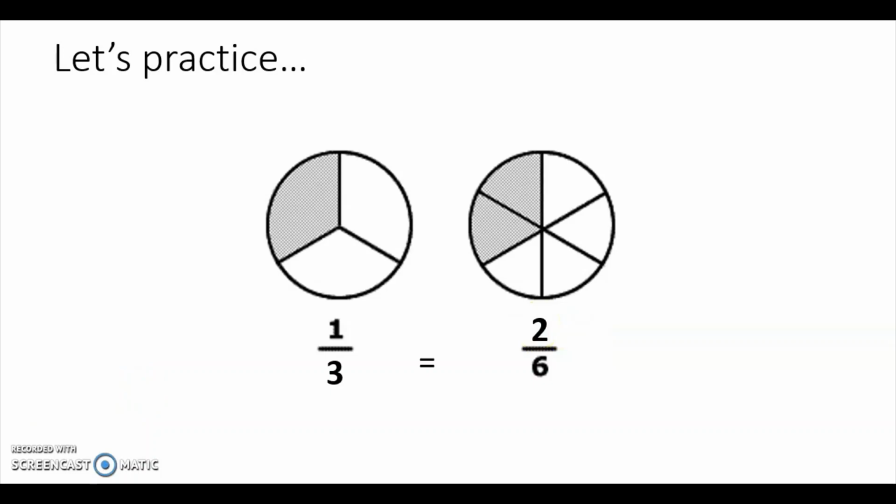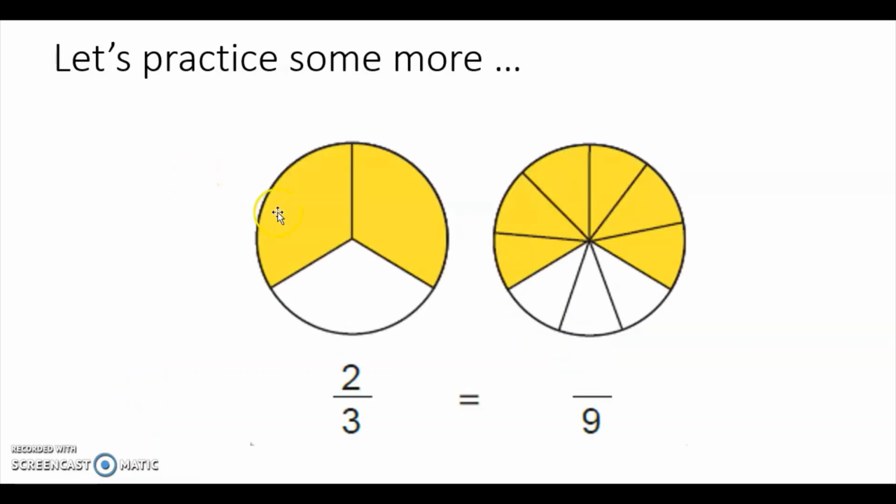Okay, let's try another one. Practice some more. 2 out of 3 is the same as how many out of 9? Take a minute. Count. What'd you get? 6, right? 2, 4, 6. 6 out of 9. 2 out of 3. 2 thirds is equal to 6 ninths.